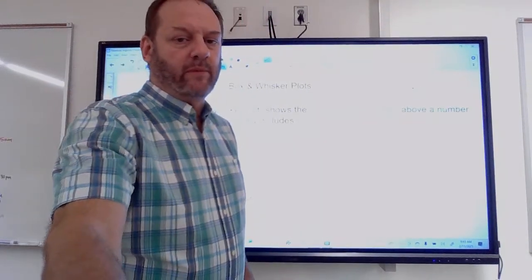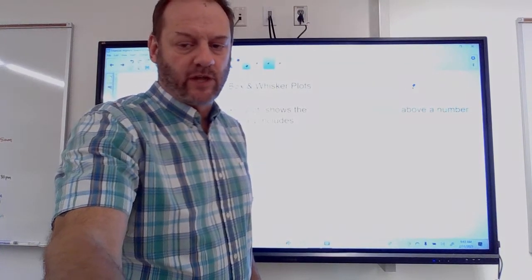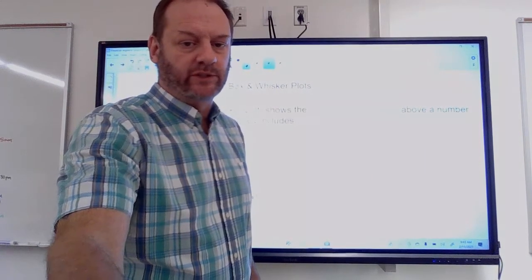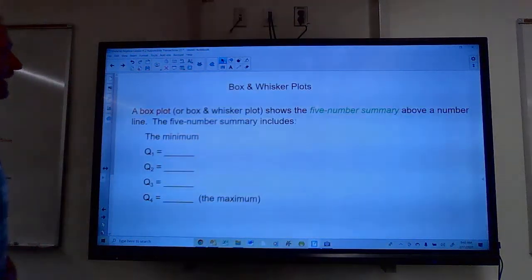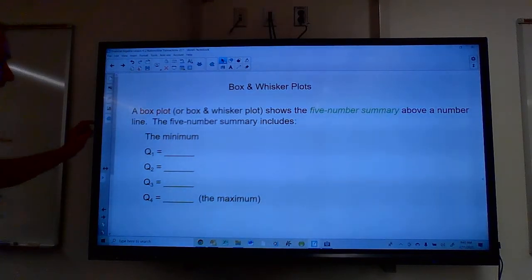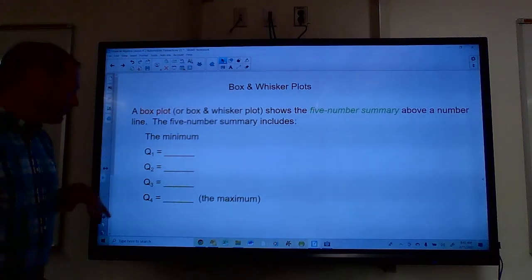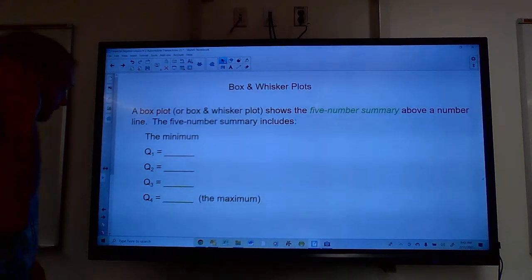Okay, so now we're going to talk about box and whisker plots, which is just another way that you can represent a bunch of data. A box plot or a box and whisker plot shows a five number summary above a number line. The summary includes the minimum, Q1, Q2, Q3, Q4, which is the maximum.